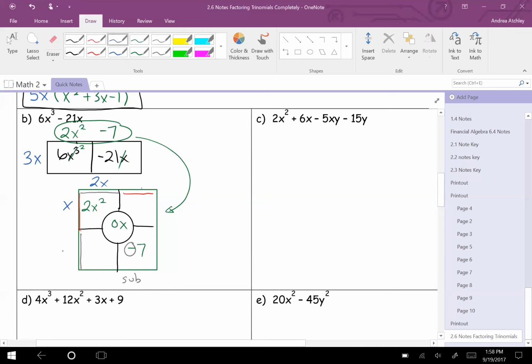Let's put the 7 here and the 1 here and see if that works at all. So again, 1 times x will give me 1x, and then 2 times 7 will give me 14x. If I subtract that, will it give me 0? No. Okay, is there anything else that multiplies to the 7? No. Is there anything else that multiplies to 2? No. Okay, so we can't factor that any further either. This is prime.